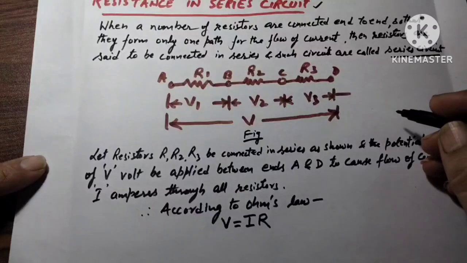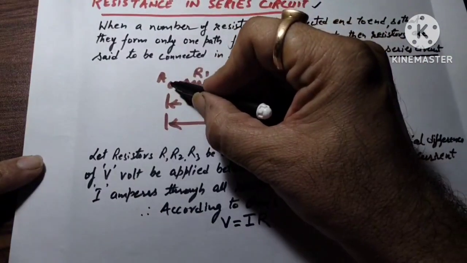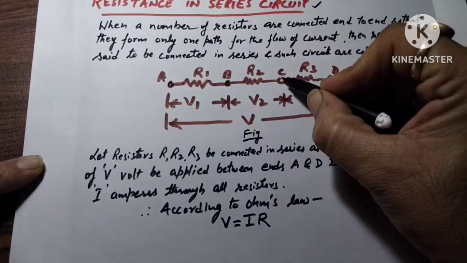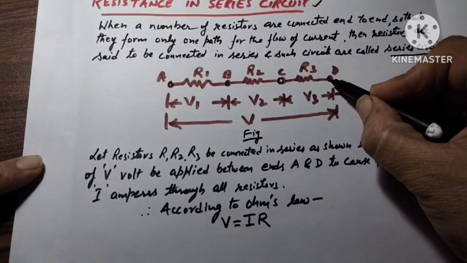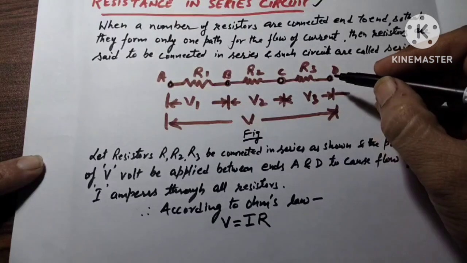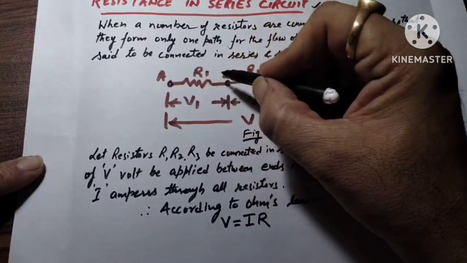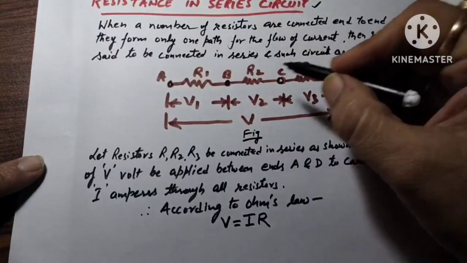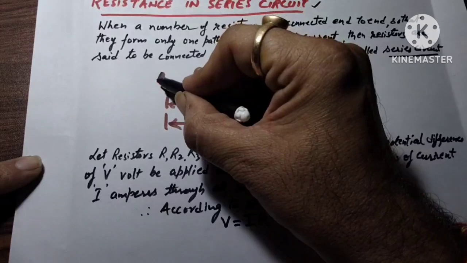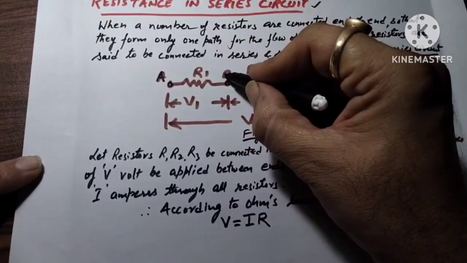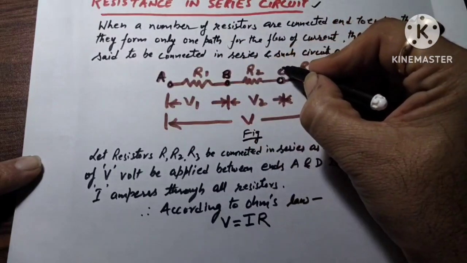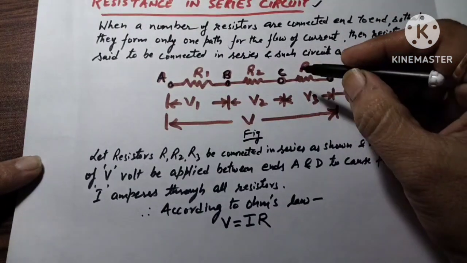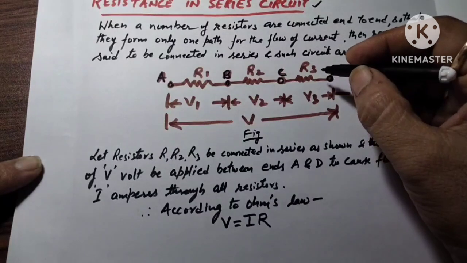As shown in the figure, the resistances R1, R2, R3 are connected from one end to another end so that they form a series circuit. As shown, the terminal points A, B, C and D are connected in series form.